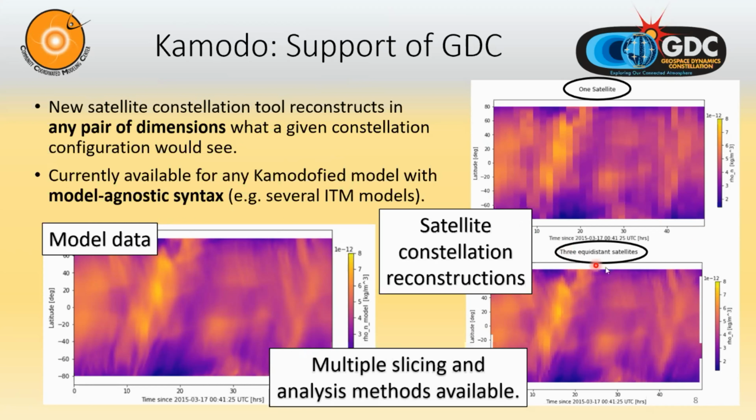If you instead construct a constellation with three equidistant satellites, you improve your resolution about what you can see. So you can compare between your different results for the different satellite configurations, and you can compare to what the model data actually shows here. This is currently available for a variety of analysis methods, a variety of slicing capabilities. Ask me more details later if you're interested. And then all of it's built upon the fly-through, so it also has model agnostic syntax.